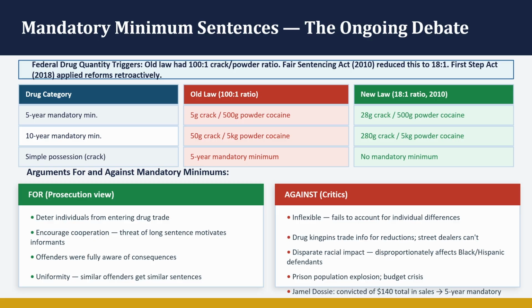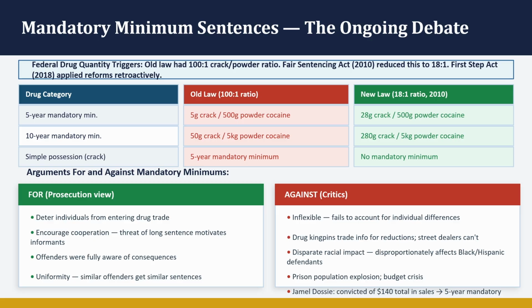The arguments for mandatory minimums are primarily about deterrence and uniformity. If the penalty is severe and certain, the argument goes, rational actors will be deterred from selling drugs, and mandatory minimums prevent judges who might be lenient from undermining legislative policy. The arguments against are powerful and were widely shared across the political spectrum by the time of the First Step Act. The most fundamental problem is inflexibility.